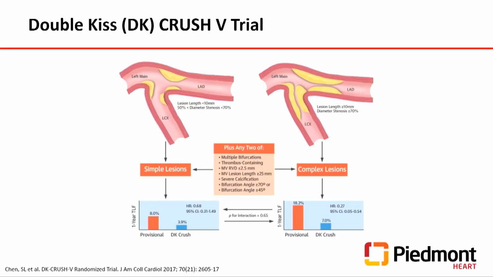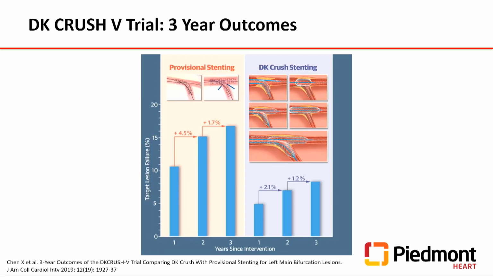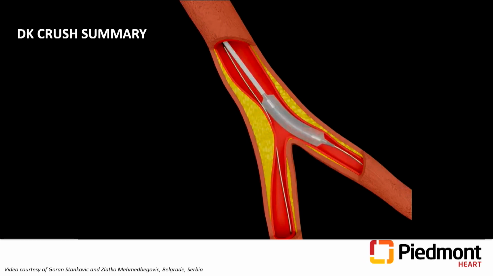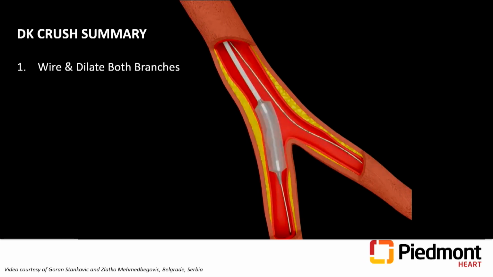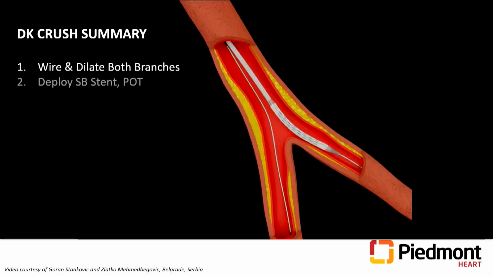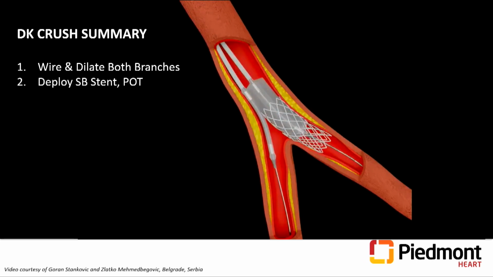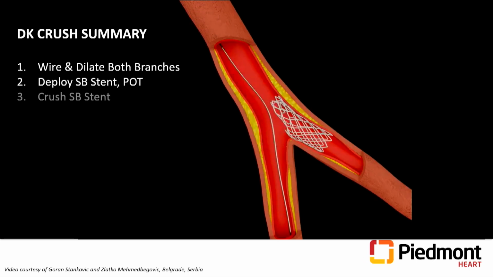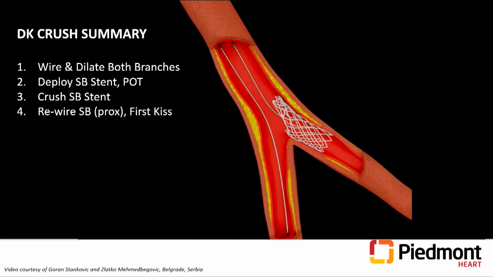So then finally, let's just think about DK crush. You've heard already that it's gained a lot of popularity in recent times. I will say, just to play devil's advocate here, all the DK crush data is from a single site. But just to go over this, the way to do this is you wire both, dilate both branches, deploy the side branch stent and perform proximal optimization, crush the side branch stent, rewire the side branch, ideally through a proximal strut, and do your first simultaneous kiss.